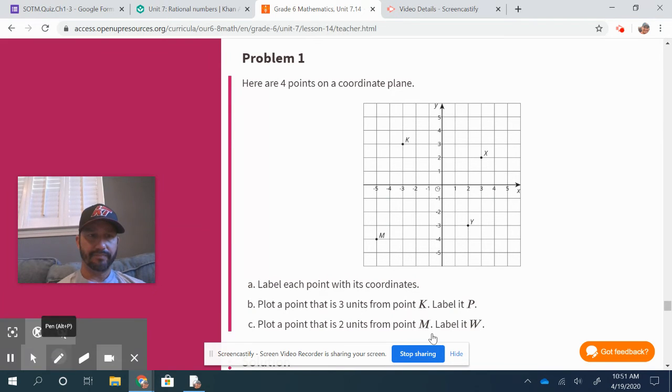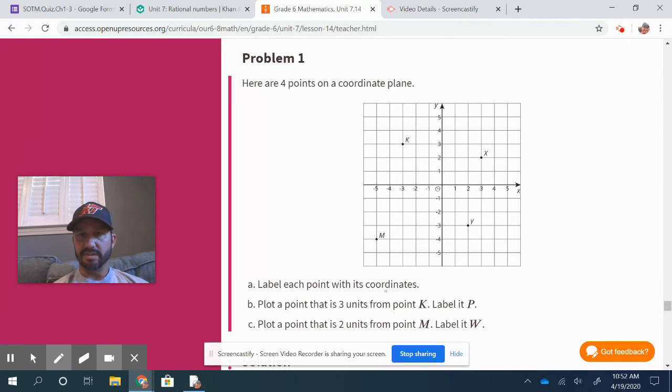Okay, here we go. So on here, each point with its coordinates. I'm not going to label all of them. Let's just do one of them. Let's go with M. So M, x-axis first, is -5. And then y is -4. So M is -5, -4.